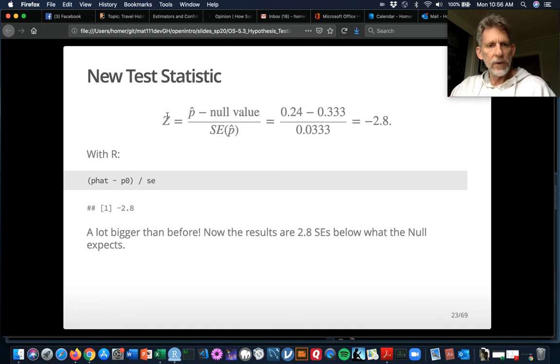So when we head to find our test statistic, we have a little bit different standard error here at the bottom. That smaller standard error in the denominator means that the fraction is going to turn out to be larger in size, and it came out to be negative 2.8. You'll see that when you compute it in R. So that's a lot bigger in size than it was before. The results that we have in this sample are 2.8 standard errors below what the null was expecting them to be. The null thinks that p is 1/3, so it thinks that when you take a sample, you should get somewhere around 1/3 for your sample proportion. We got 2.8 standard errors below what the null thought we ought to be getting. That's a lot.